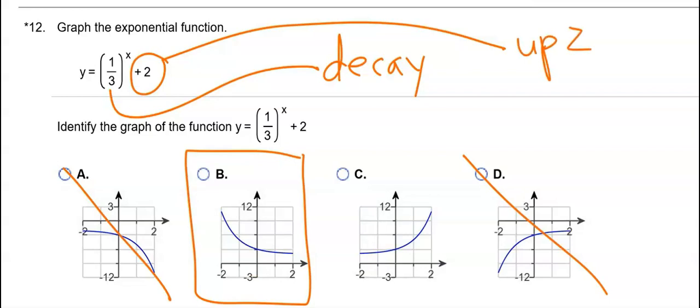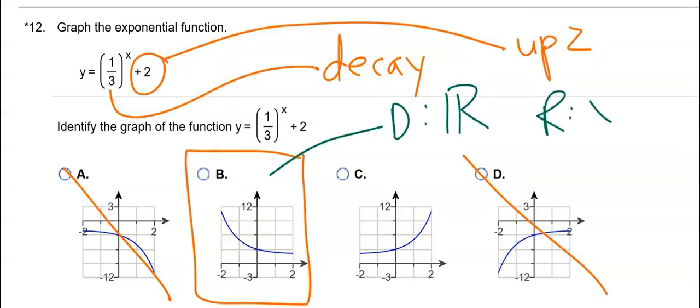Okay, let's talk domain and range. Domain, well, that's the easy one, all reals. Range, y greater than 2. That makes sense because it's been shifted up 2 units. So all the y values have to be bigger than that number, because y equals 2 is the new asymptote.